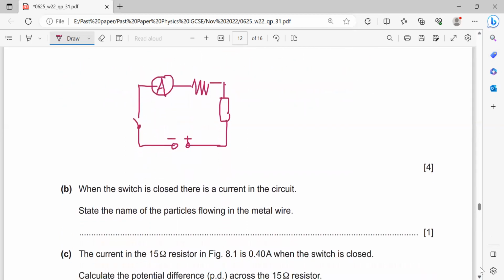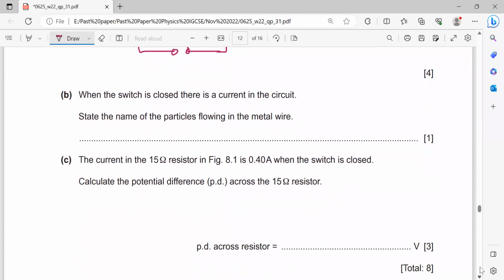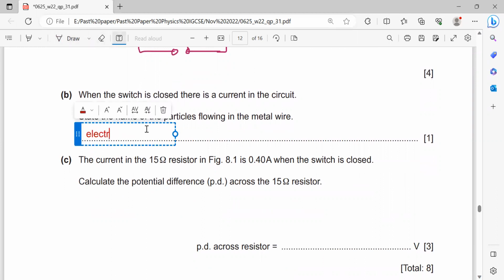When the switch is closed, there is a current in the circuit. State the name of the particles flowing in the metal wire. Of course, electrons. Next, the current in the 15 ohm resistor in Figure 8.1 is 0.4 amps when the switch is closed. Calculate the potential difference across the 15 ohm resistor.